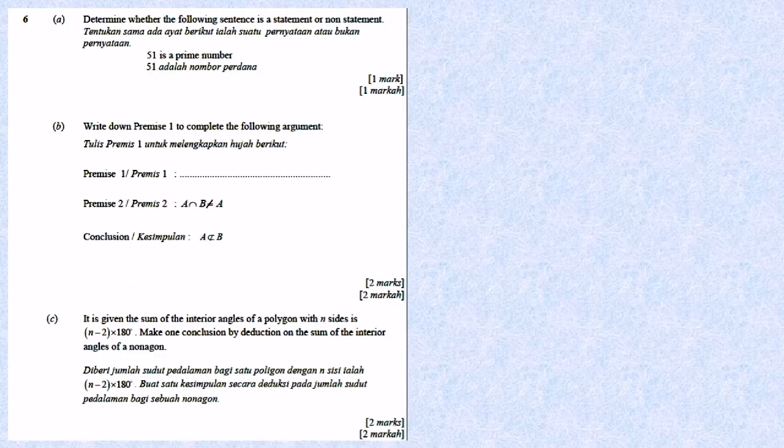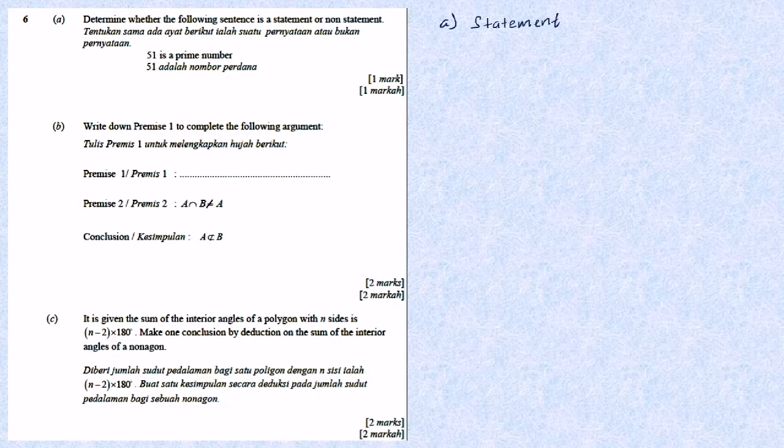Question number 6. A. Determine whether the following sentence is a statement or non-statement. If we look at the sentence, 51 is a prime number. 51 can be divided by 3. 51 is not a prime number. So when we can determine a sentence as true or false, it is a statement. So the answer for A is statement.